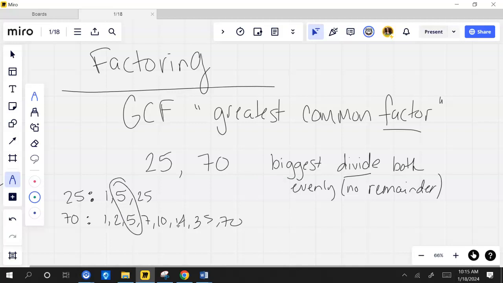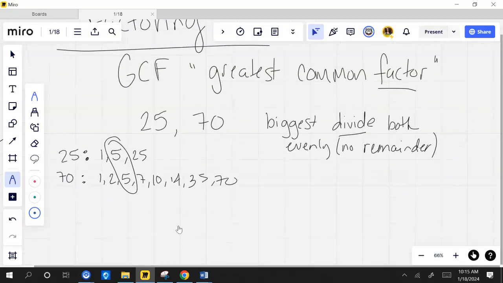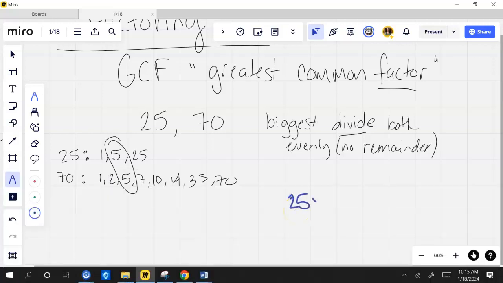Now, because this is algebra, we're going to throw some variables in there. So what if I said I have 25x squared and I have 70x? What would you tell me is the greatest common factor? 5x, because with variables, I want to take away the most that I can from both of them. This one has 2 x's, this one has 1, right? So the GCF there would be 5x.